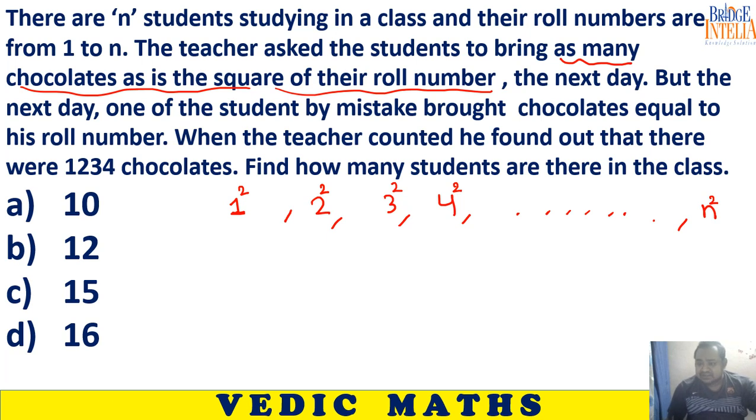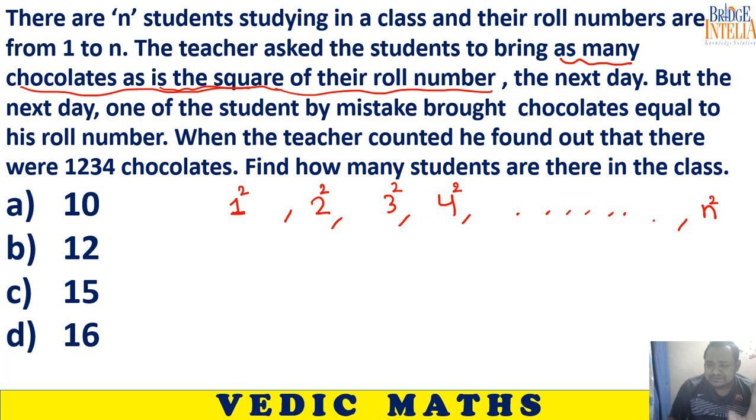But here it is not given how many students there are in the class, only that the teacher has asked them to bring as many chocolates as the square of their roll number. But what happens the next day? One student by mistake brought chocolates equal to his roll number.